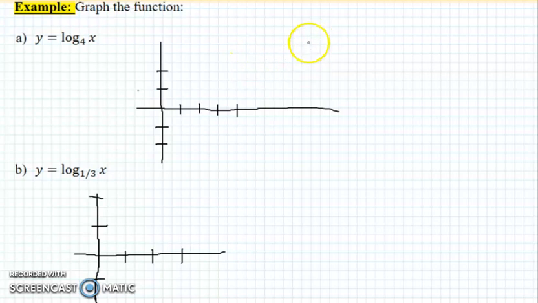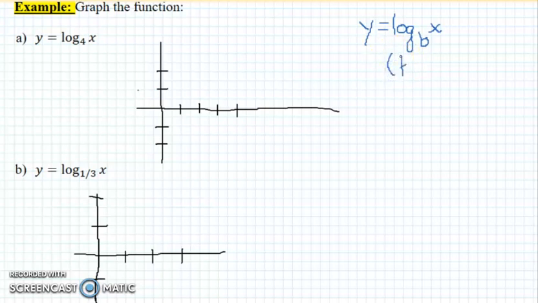In this video, I wanted to go over graphing some basic logarithmic functions. So it's good to be aware of a couple of facts about a parent graph for an equation of the form y equals log base b of x.